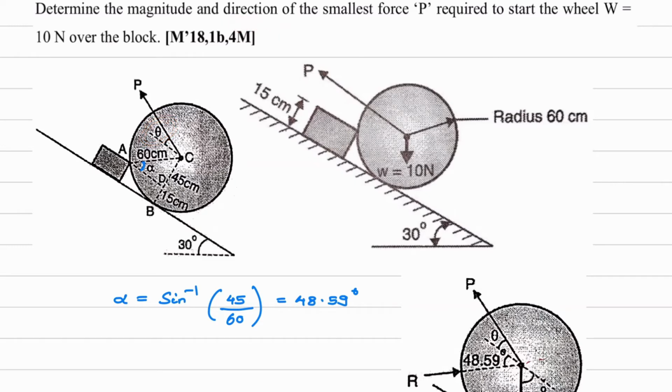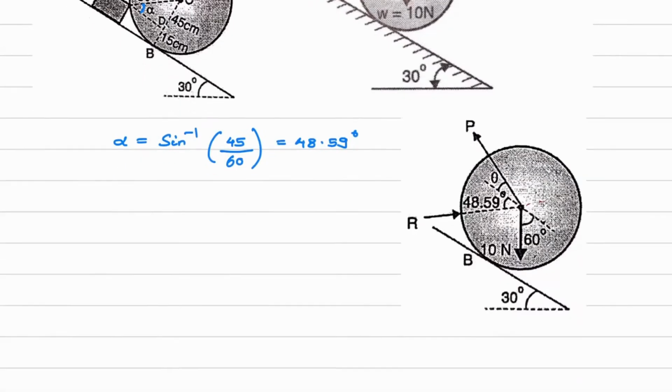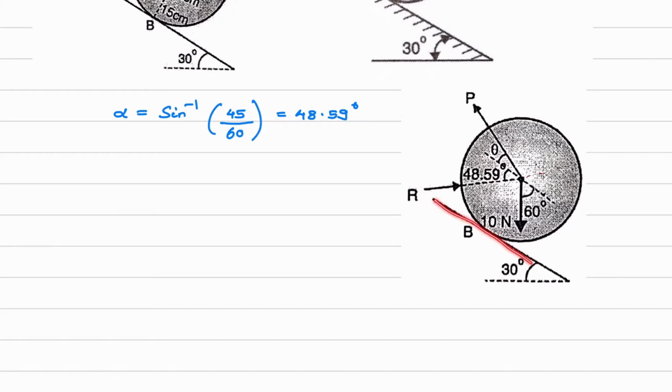Okay, so now what I'll do, I'll draw the FBD again. So here you can see this is the surface and this is the horizontal, and this part is the normal reaction, and it passes through the center.